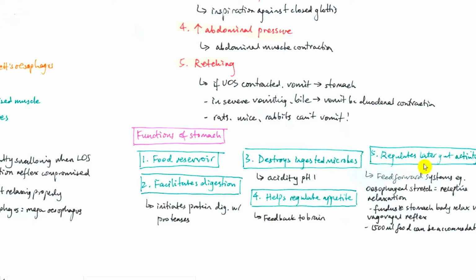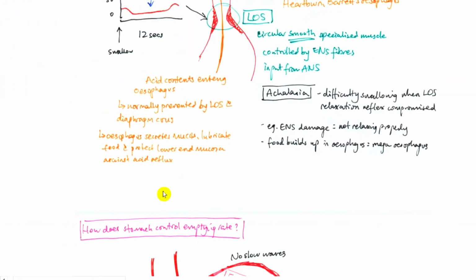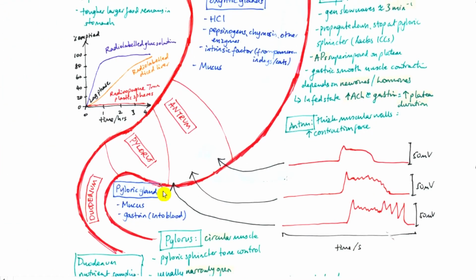It regulates later gut activity as well, so there's feed-forward systems. For example, esophageal stretch can cause receptive relaxation of the stomach. The fundus and the body of the stomach relax via the vagovagal reflex, and around 1.5 litres of food can be accommodated in the stomach, so quite a lot. This is the stomach, and it can control emptying rate.